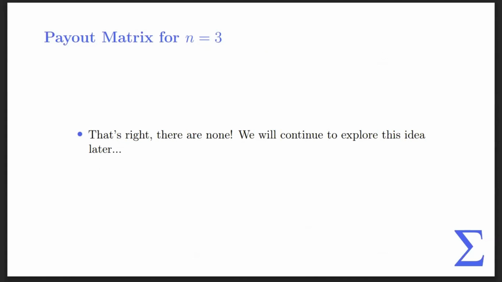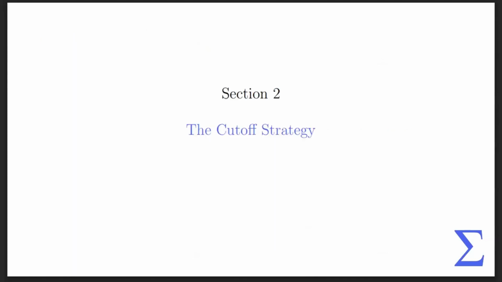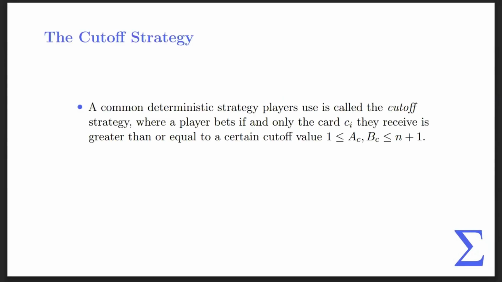So we'll continue to explore this idea later, but for now we're going to talk about the main strategy that players often use, which is called the cutoff strategy. So what is the cutoff strategy? It's a deterministic strategy where a player will bet if and only if the card they receive is greater than or equal to a certain cutoff value. The cutoff values are A sub C for player A and B sub C for player B. I'll call them A and B so I don't have to keep saying subscripts. They're between 1 and n plus 1. So if player A had a cutoff value of 1, they would always bet, because they bet if and only if their card is greater than or equal to their cutoff value.